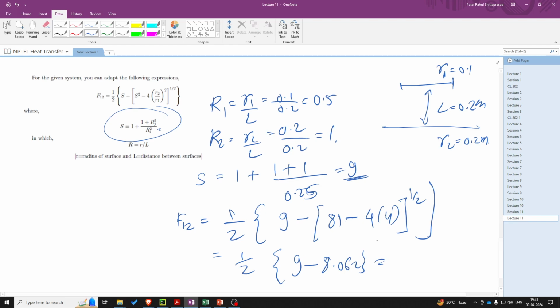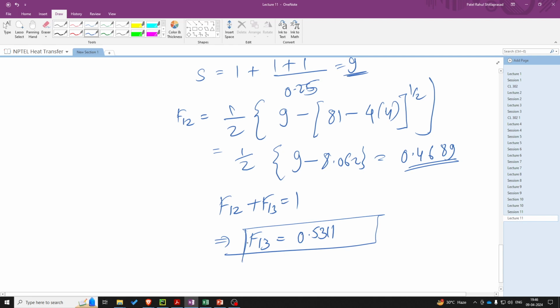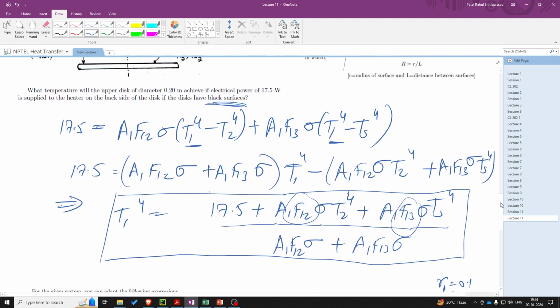So the value of the view factor F12 comes around 0.4689. Now in order to find the value of view factor F13, we can just subtract it from 1. That is, we had seen F12 plus F13 was equal to 1. That implies F13 will be equal to 0.531. Now we can put these values in this equation.